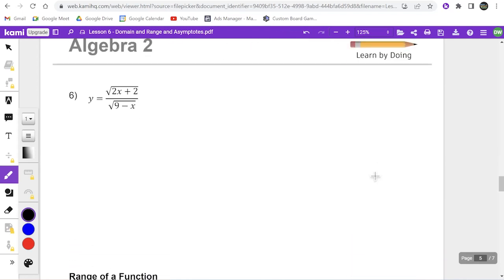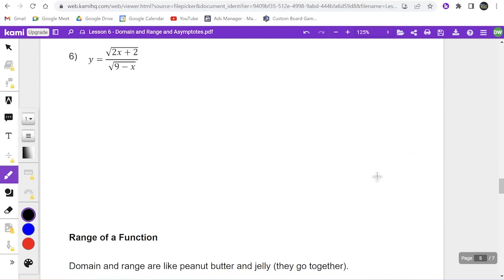Okay then, moving on. Number 6 is a hard one. I'm not going to ask you to do that yourself. I'm going to help us through this one. So, first of all, you notice there's 3 problems here. Let me outline them all. First of all, you've got a square root in the numerator. Second of all, you've got a square root in the denominator. And third of all, your denominator cannot be 0. That's 3 things I have to worry about.